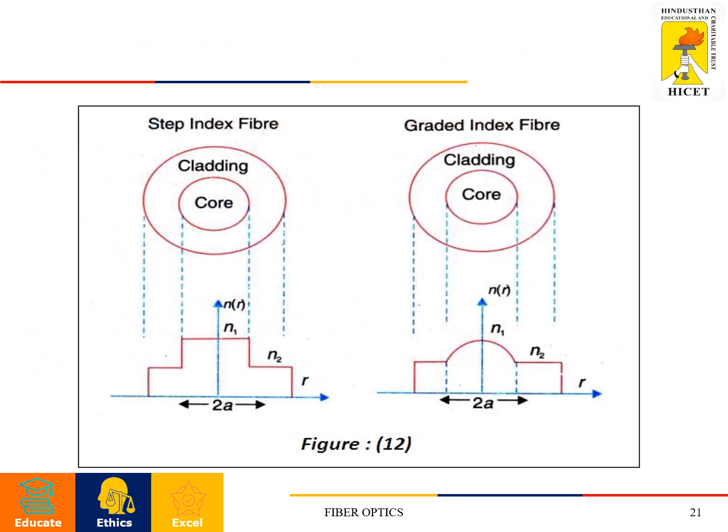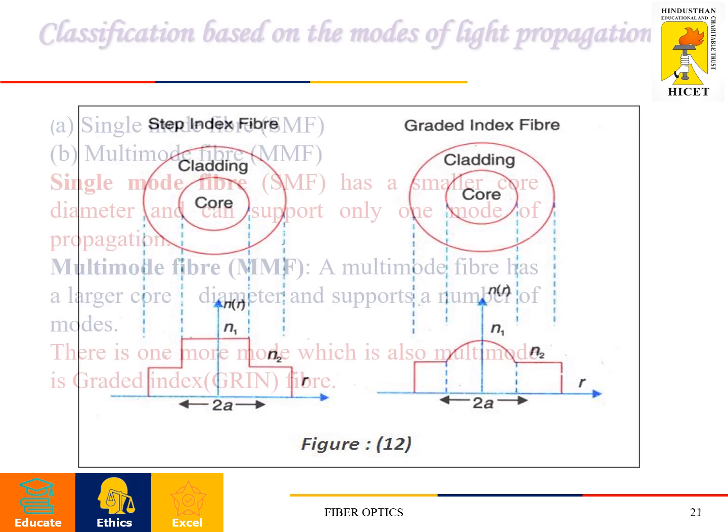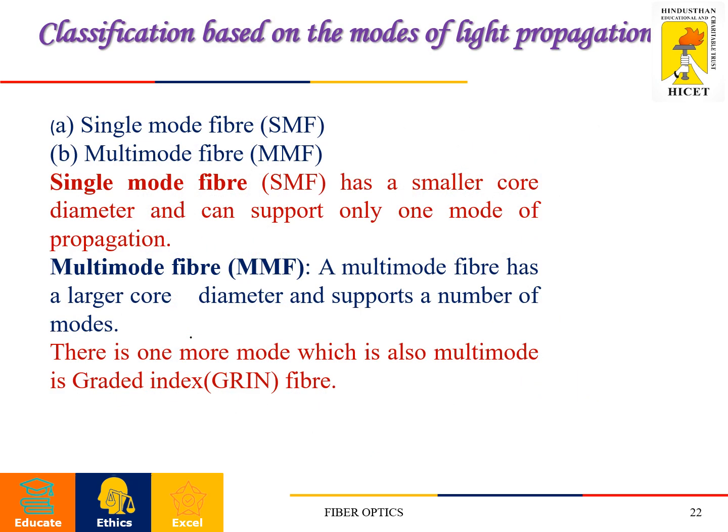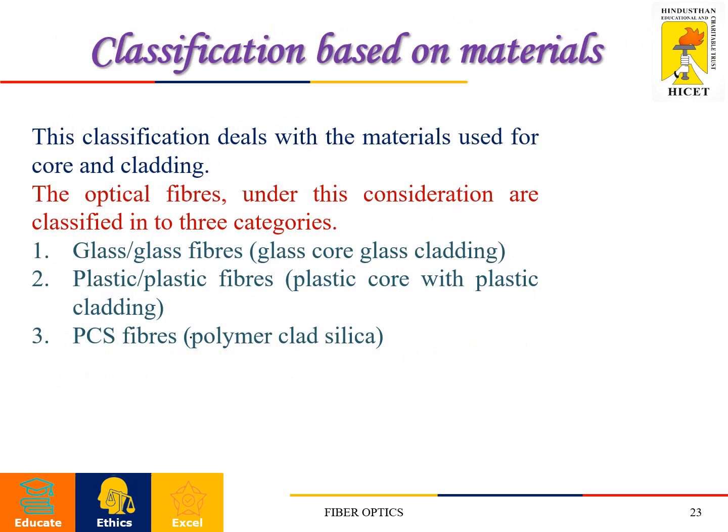The figure depicts step index fiber and graded index fiber. In graded index fiber, the refractive index varies gradually between the core and cladding, but in step index fiber, the refractive index difference between core and cladding varies step by step. Based on modes, fibers are classified into single mode and multi-mode fibers. Single mode fiber has a smaller core diameter and can support only one mode of propagation, whereas multi-mode fiber has a larger core diameter and supports a number of modes. Where there is more than one mode, it is also called multi-mode graded index fiber.